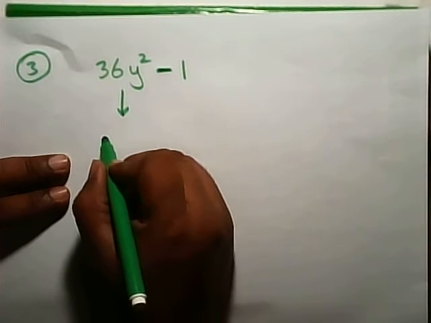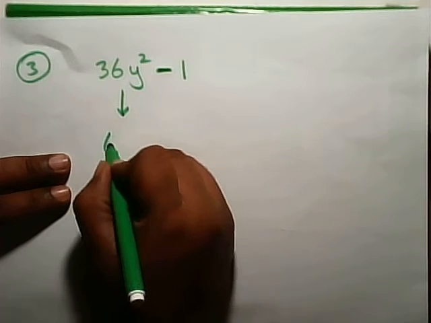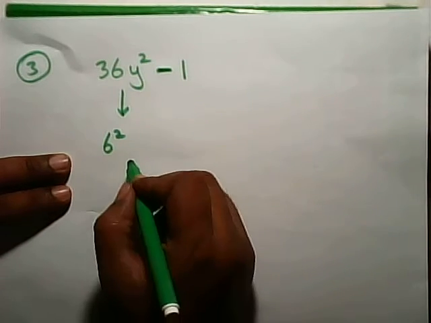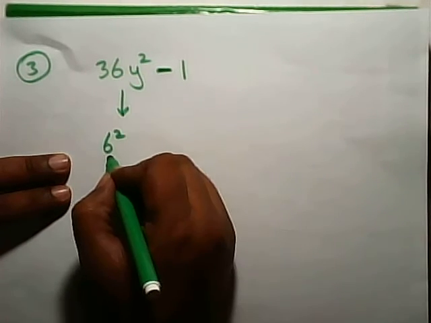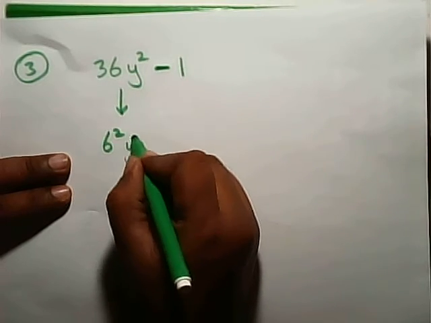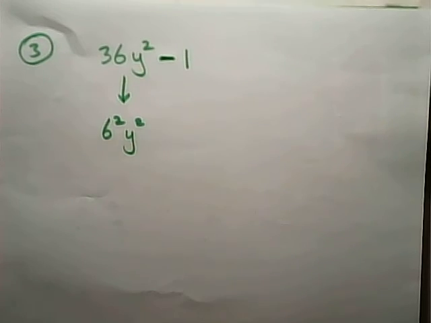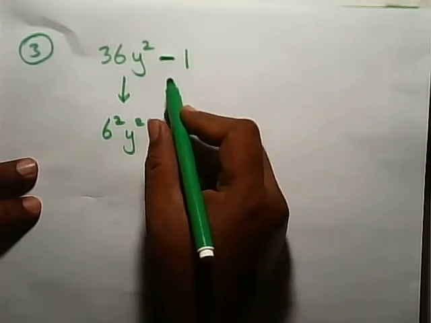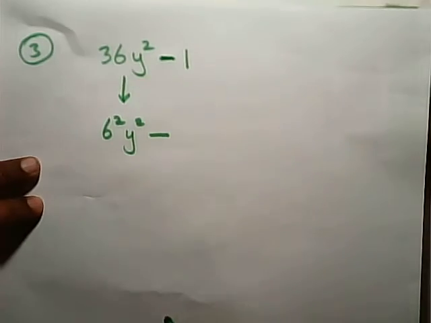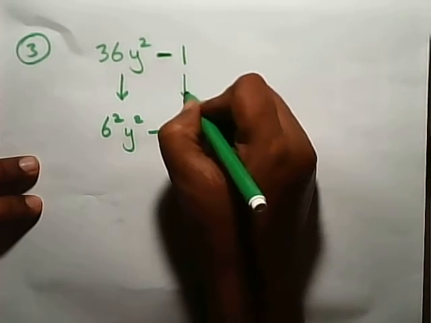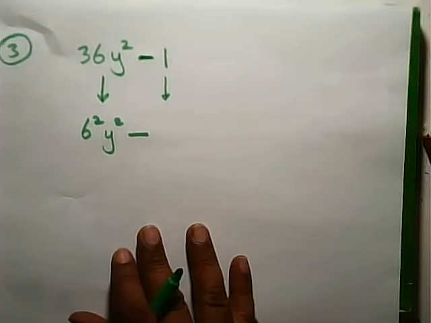36 can turn into what number squared? A 6 squared is 36. So that 36 turns to 6 squared. The y squared comes down. So that handles the first term. Bring down the minus sign. What we're going to do with 1? We need to have something squared.